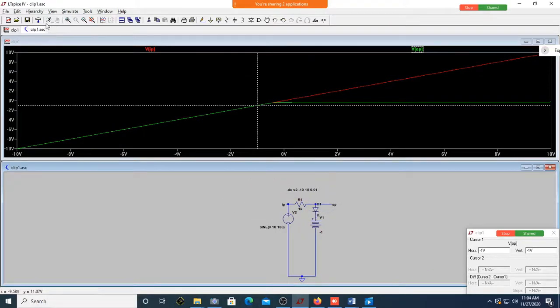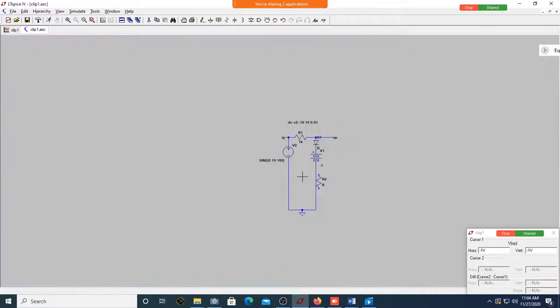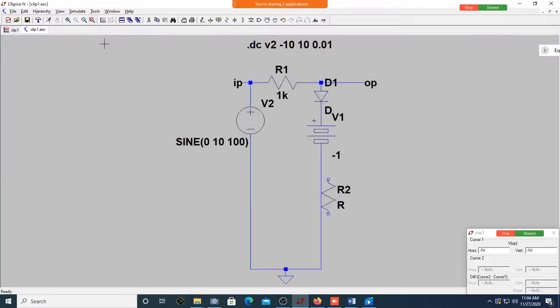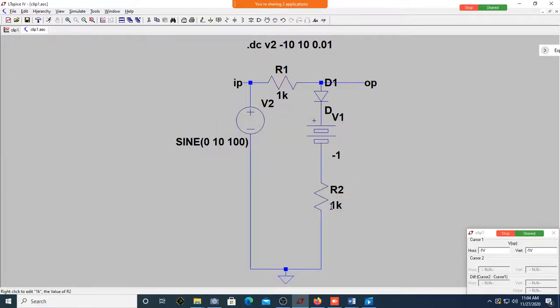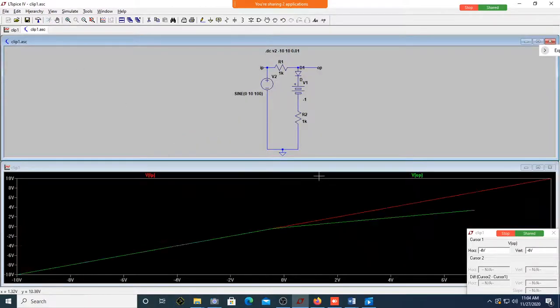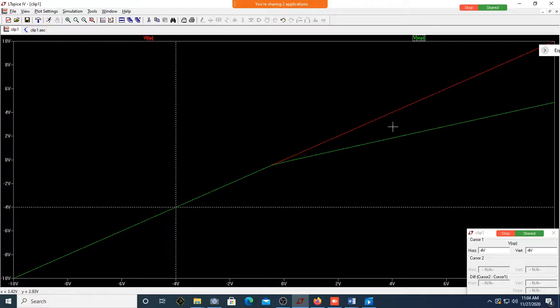So let us see if I put a resistor, what happens. So shall we put a resistor? Yes, sir. I will make this bold. Take this, put it here, then make it equal to 1k. I will run it now. It will be half. Can you see the slope is half?